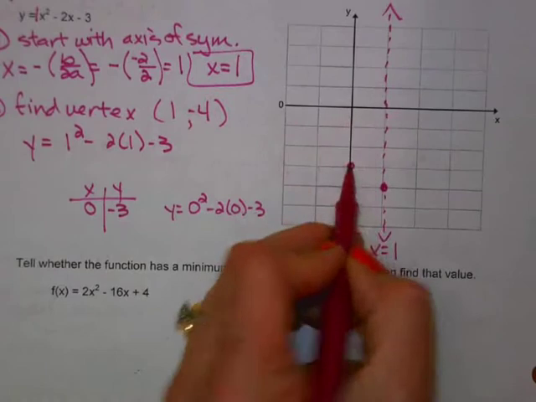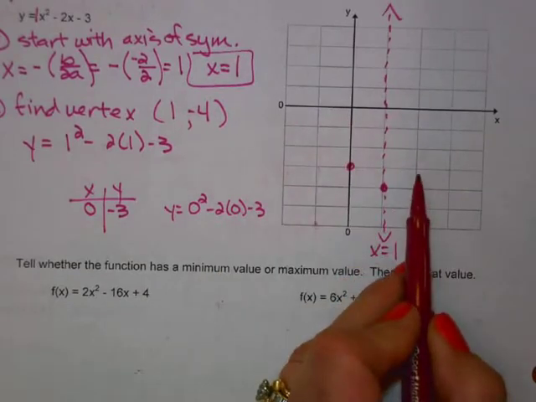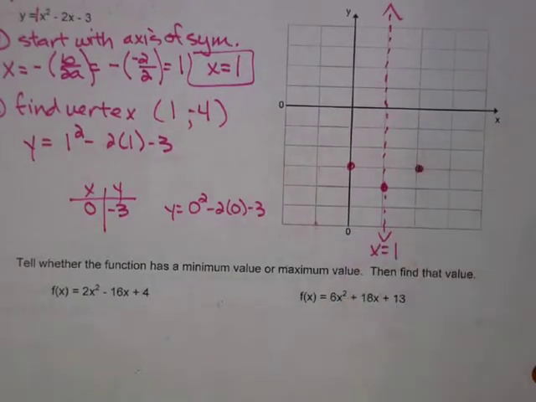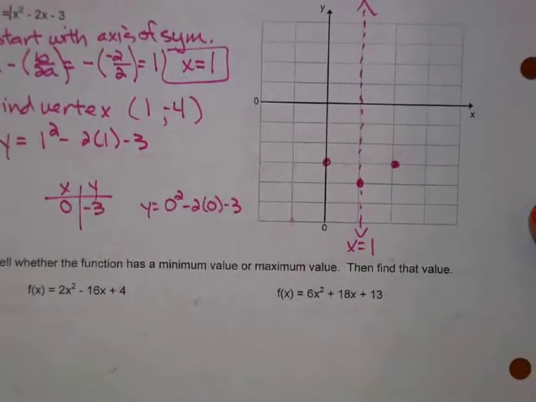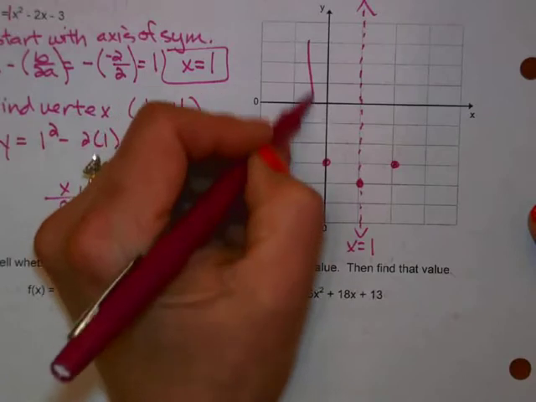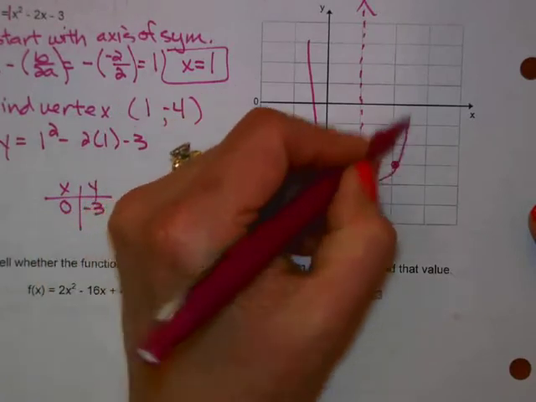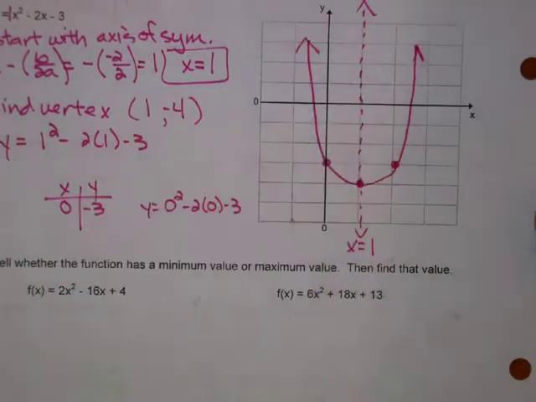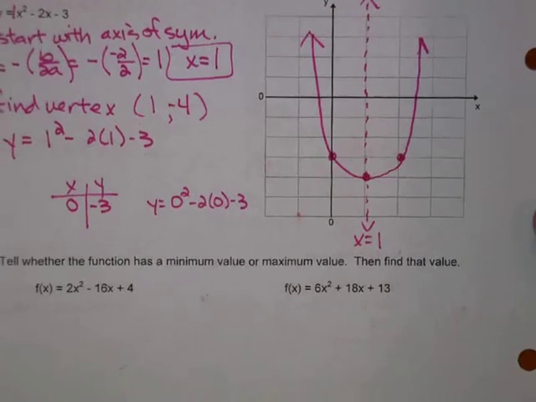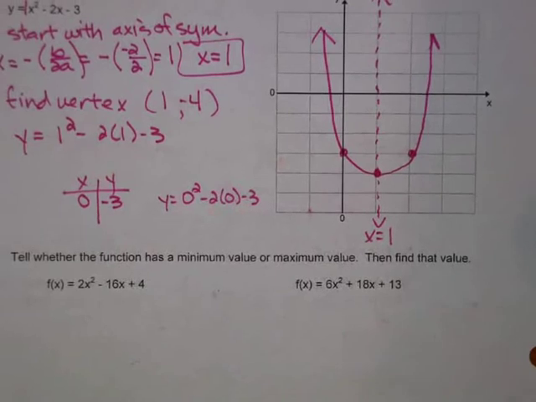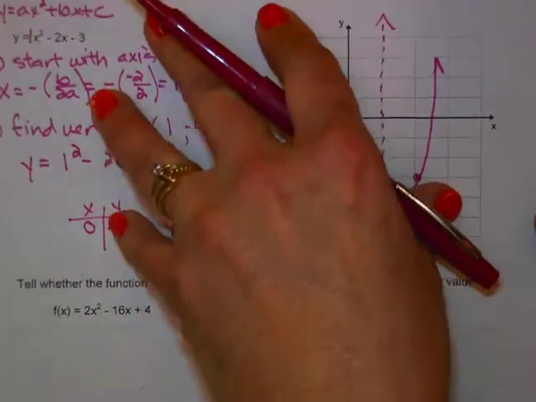Over 0, down 3. And then how do I get the other point? I just reflect it over. I know it's got to open up. And it will. So you just connect them, and it should look like that. Could we get more points if we wanted to? Yeah, you could pick another x value and plug it in. Or not. Okay. So this is one thing that you're going to do on your homework.